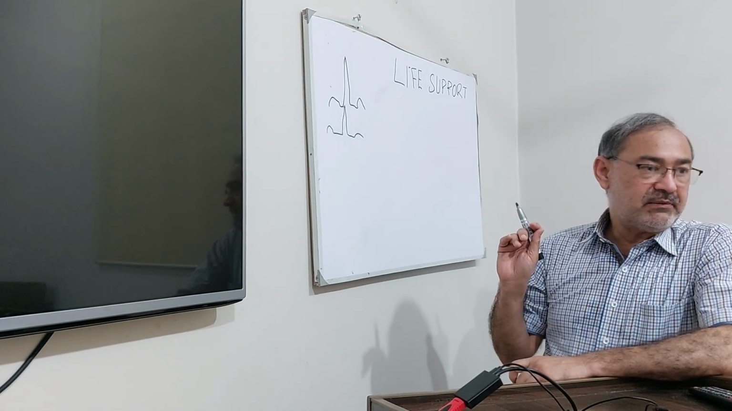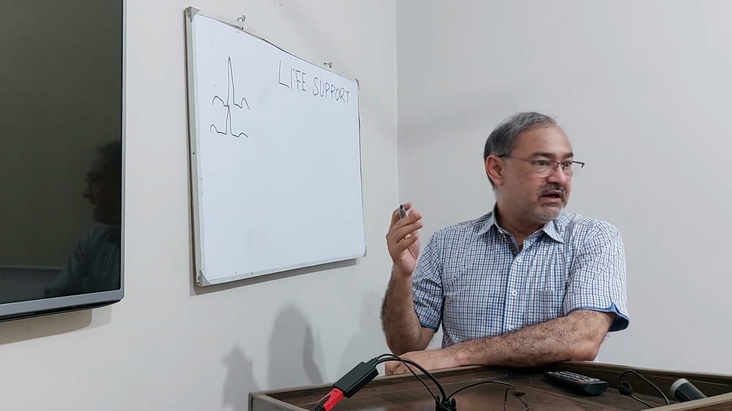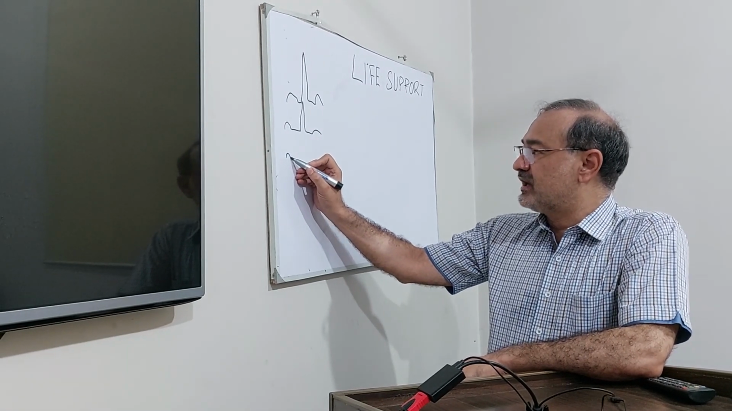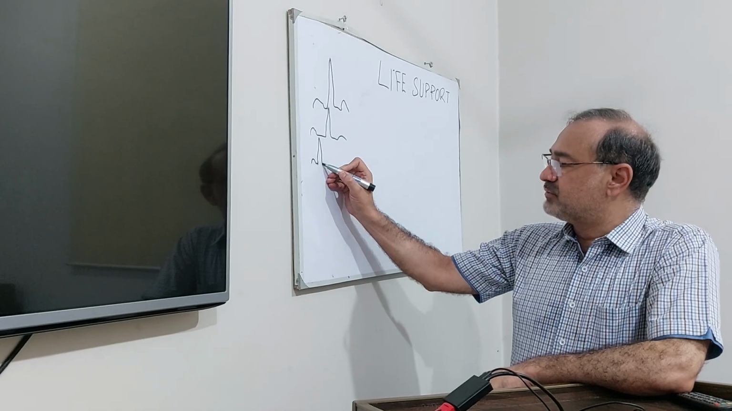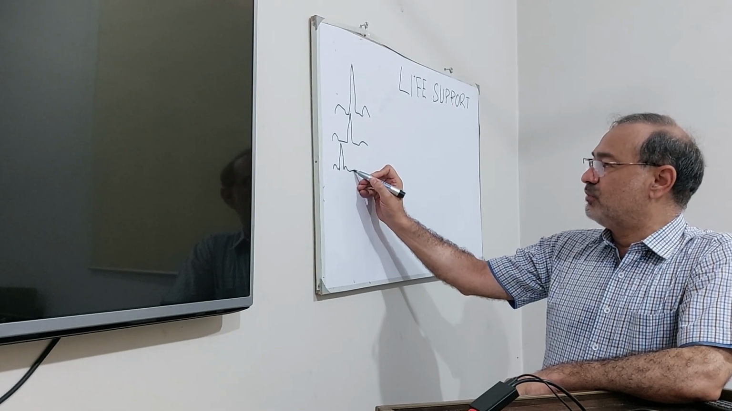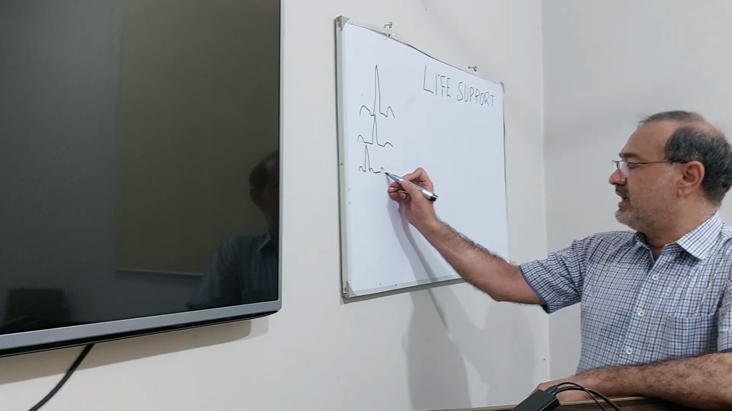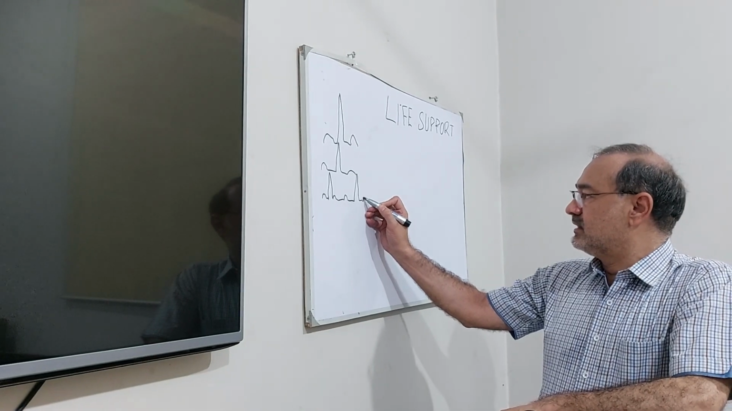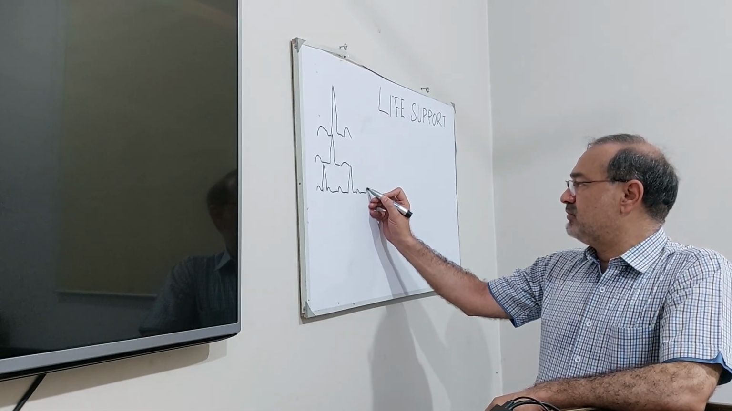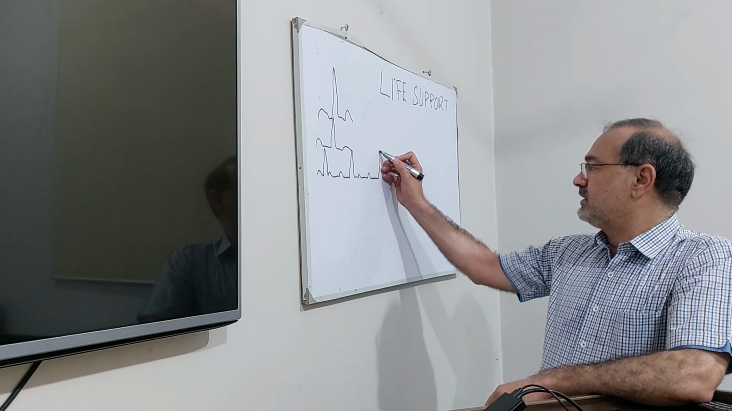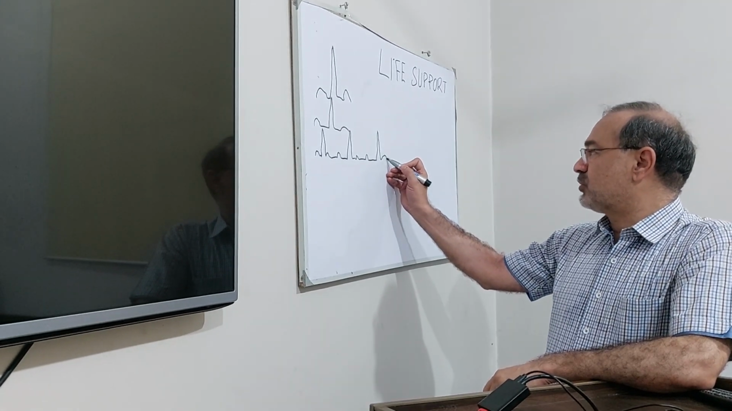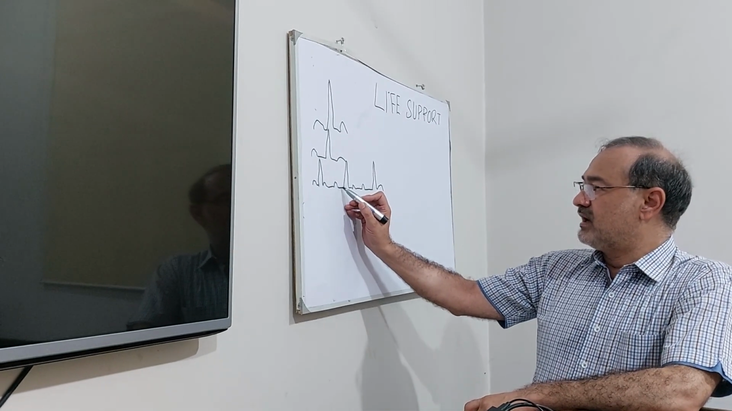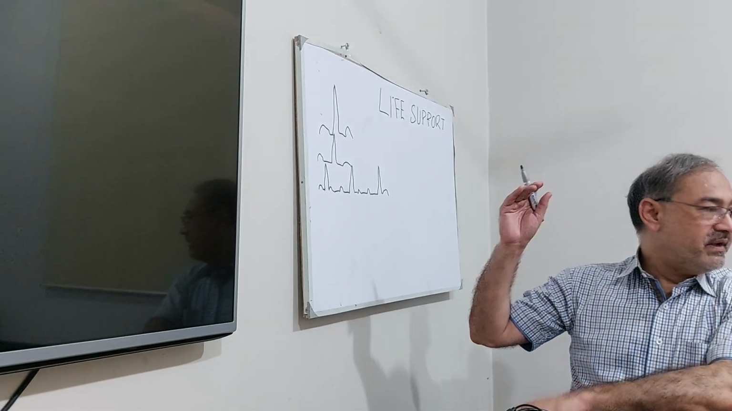The second degree heart block has two types, Mobitz 1 and Mobitz 2. In Mobitz 1, the PR interval progressively increases. So this is one QRST complex, normal, but in the next one the PR interval is prolonged, and this is the T wave. In the third one, the PR interval is much more prolonged. So you see there is a progressive increase in the PR interval: 1, 2 and 3. So this is Mobitz type 1.